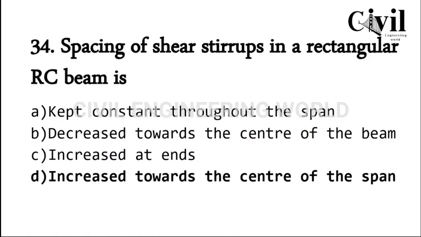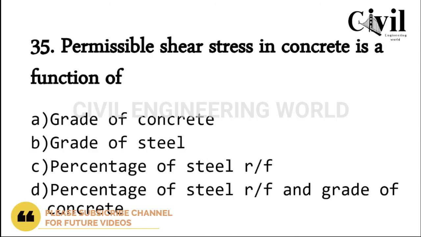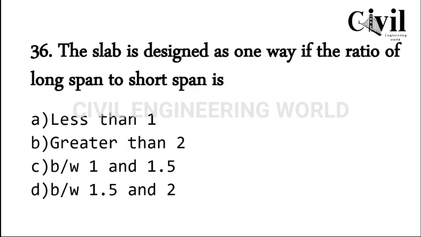Okay, so let's move to the next one, which is permissible stress. Shear stress in concrete is a function of, so grade of concrete, grade of steel, percentage of steel and percentage of steel. So D is the correct answer. The slab is designed as one way if the ratio of the longer to the shorter span is greater than 2. B is the correct answer.